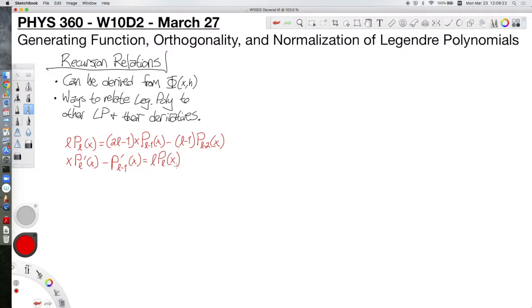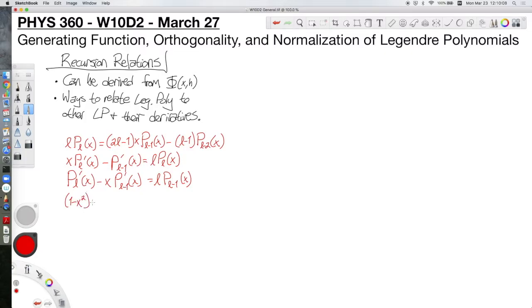This recursion relation relates the derivatives of two Legendre polynomials to the current Legendre polynomial. So, if you want to know, for example, what P3 is, you can find it by looking at the derivative of P3 and the derivative of P2. Other examples, I'll just write them down now. P_L prime of x minus x times P prime of L minus 1, note this prime here, of x equals L times P_{L-1} of x.